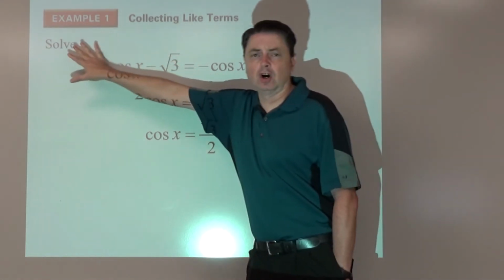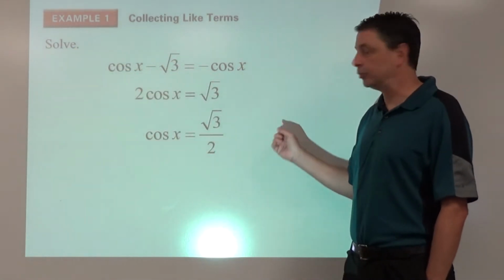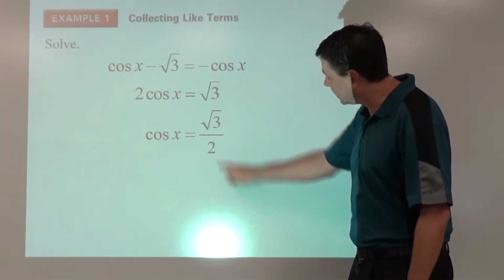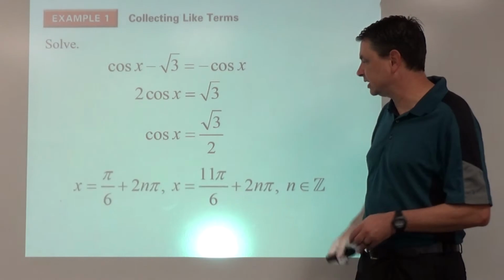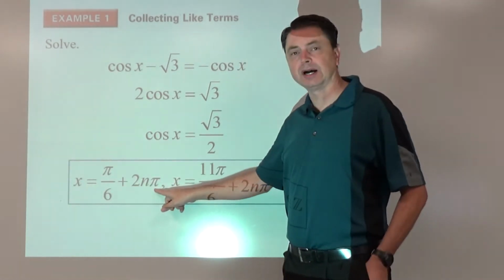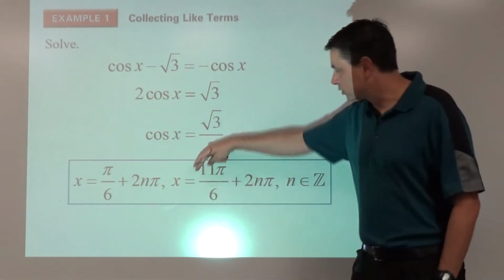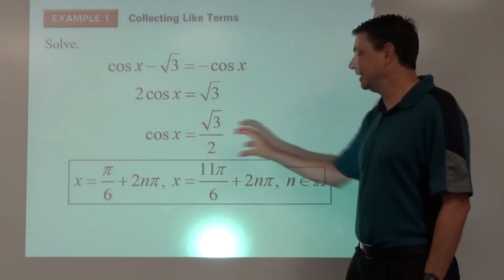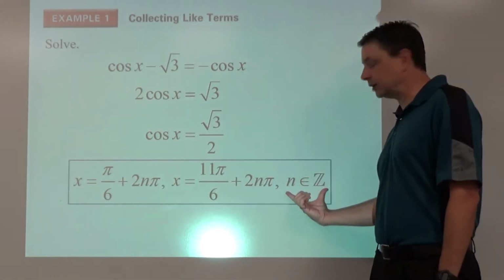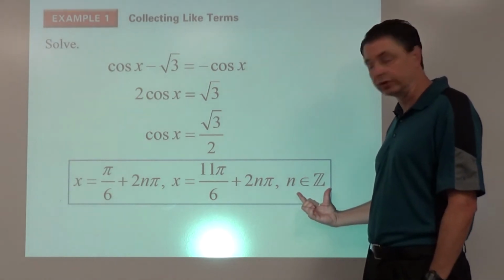But we want to find all the solutions. So we're going to say pi over 6 plus any further rotation. So we say that as x equals pi over 6 plus 2n pi, x equals 11 pi over 6 plus 2n pi. And anytime we're using n, we have to stipulate what n is. And this is the symbols that we would use.